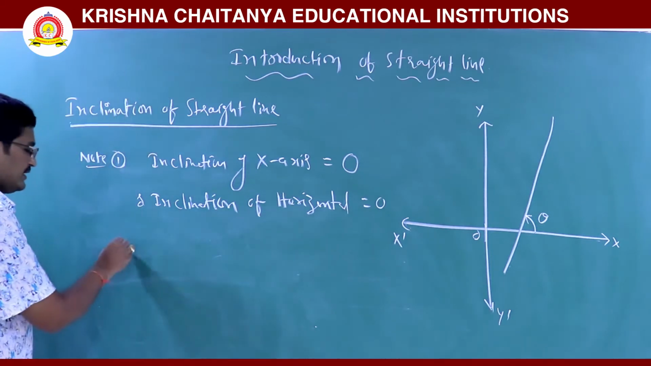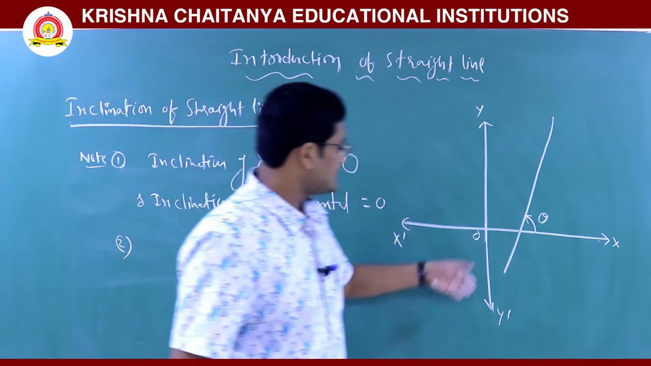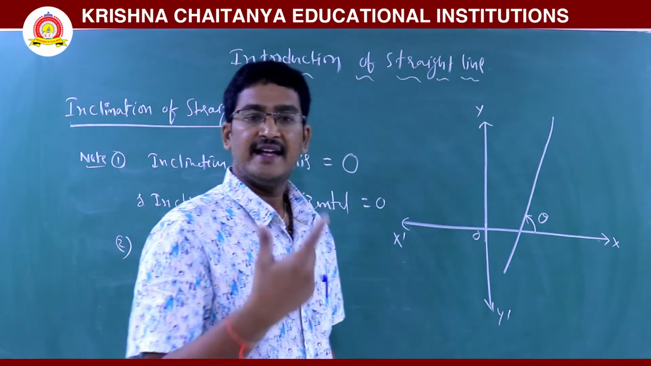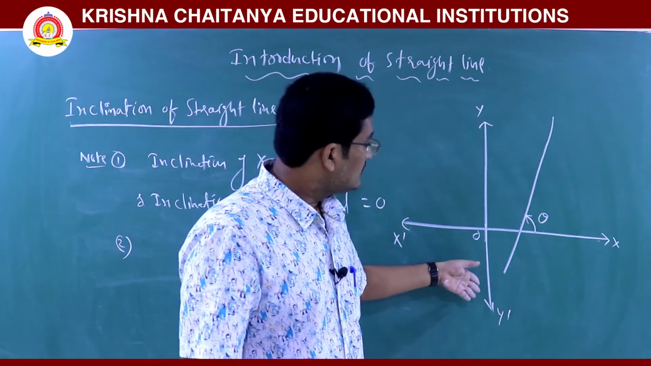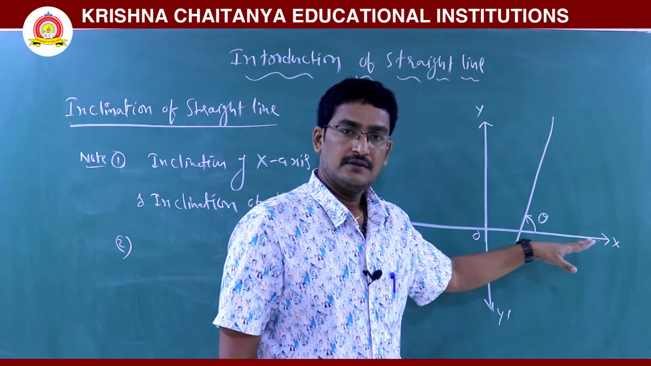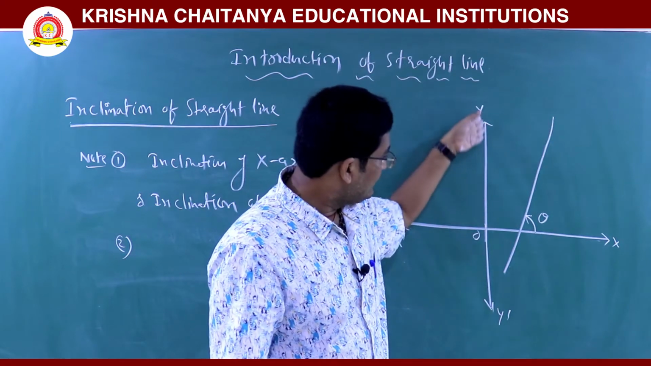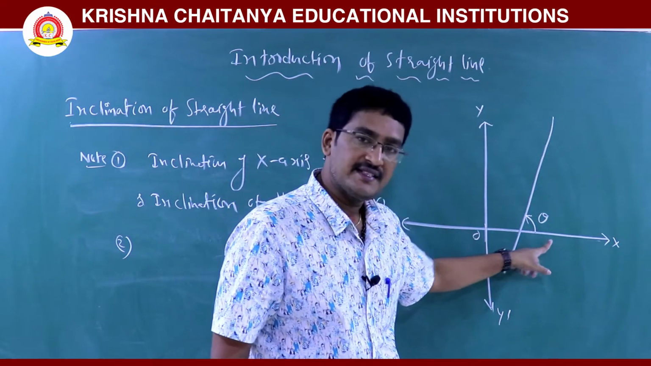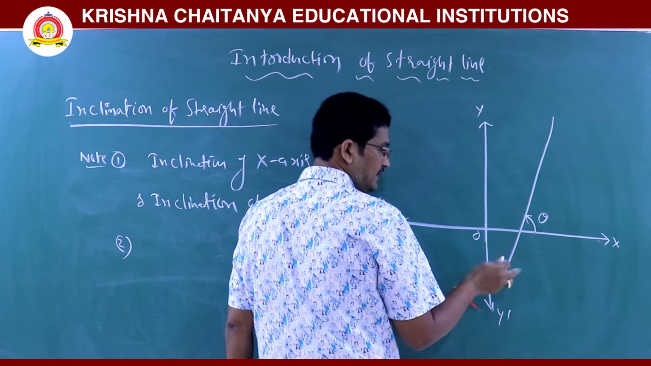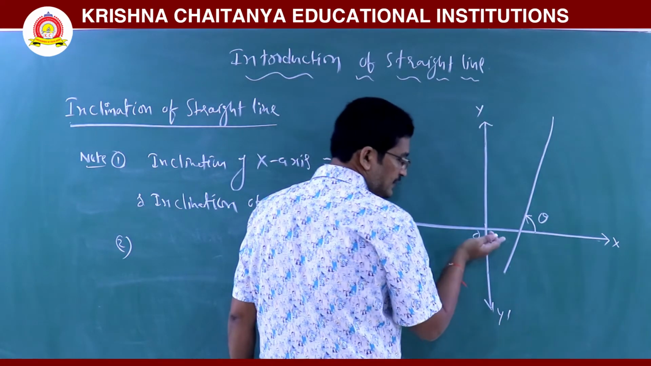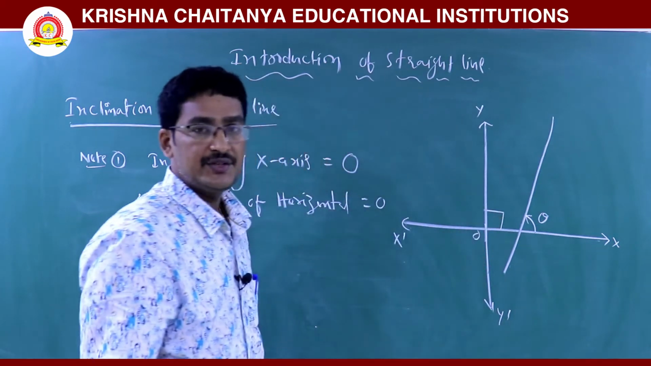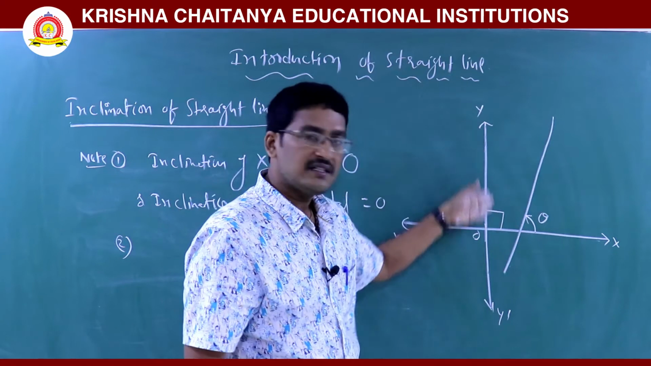In the same way, now the question is, what is the inclination of y-axis? To get the inclination of y-axis, we have to find the angle made by the y-axis with the positive direction of x-axis in the anti-clockwise direction. This is the line y-axis. What is the angle here? 90. So it is clear: what is the inclination of the y-axis? 90.